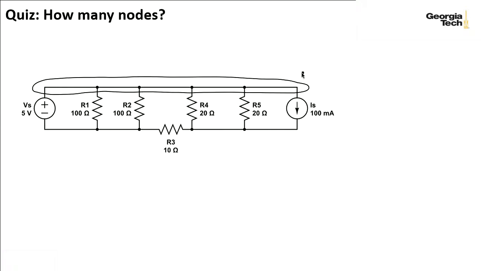And the circuit elements that are meeting are the independent current source, resistors, and the independent voltage source. We also have a node here. Again, the current source and the resistors. And we have a node here. So this circuit has 3 nodes.